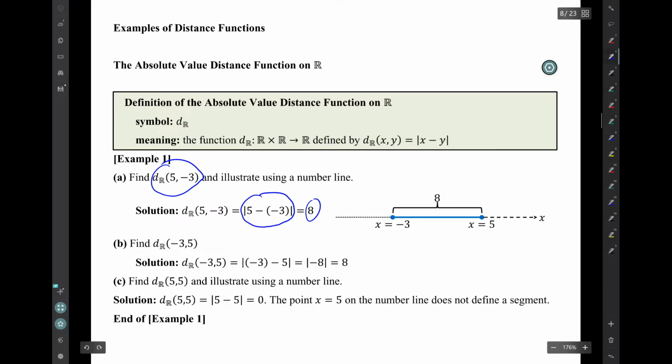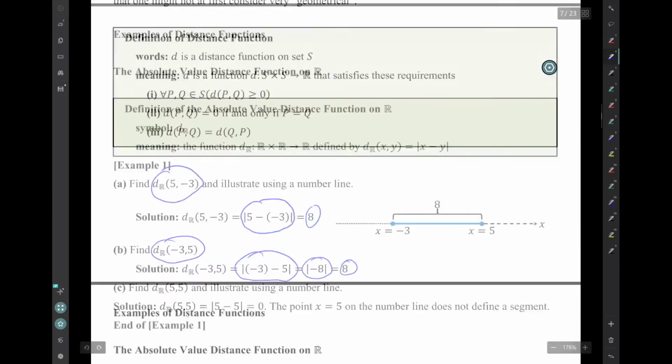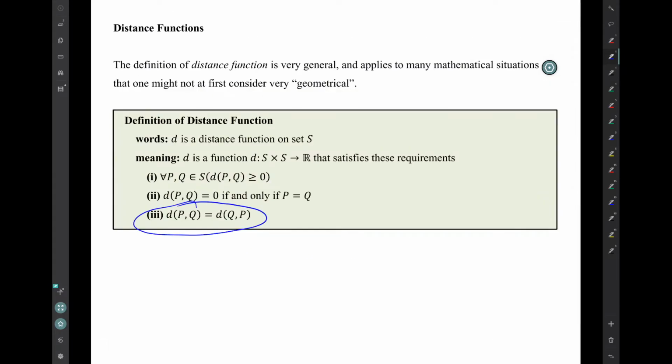On the other hand, to compute the distance from negative 3 to 5, you compute the absolute value of negative 3 minus 5. That's the absolute value of negative 8, but the absolute value gives you a result of positive 8 again. So that illustrates that third requirement. When you find the distance from p to q, you should get the same result as when you find the distance from q to p.